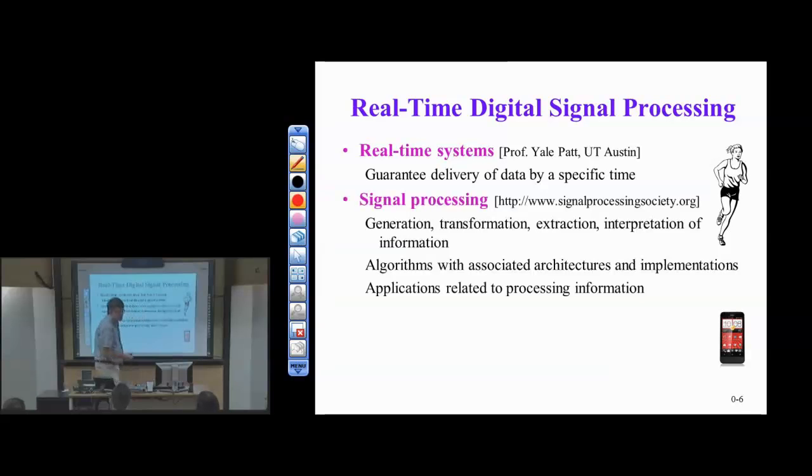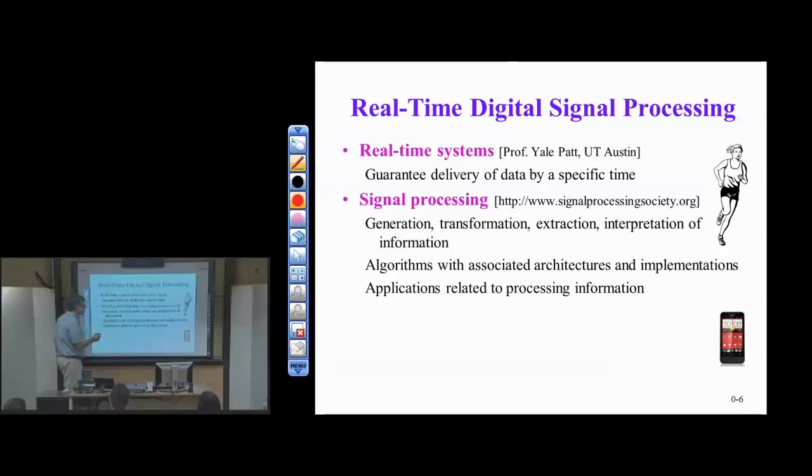Signal processing, lots of definitions out there. So I went to the IEEE Signal Processing Society to figure out how they define it, and I picked off these sub-bullets from their website. Some things may be pretty common, I suppose, things like generating information, generating audio, generating perhaps synthetic video sequences through graphics.